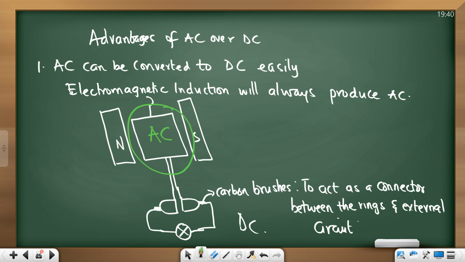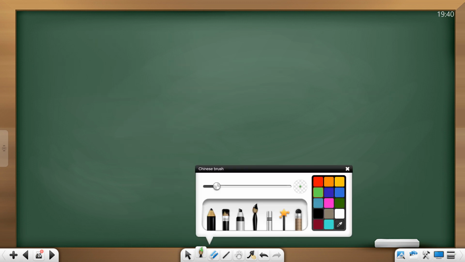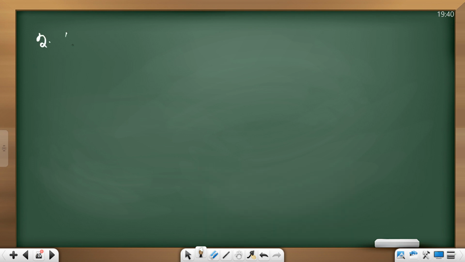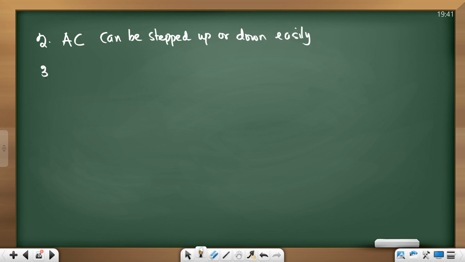It brings a better picture when we say it can be converted to DC. As long as there's electromagnetic induction, we will produce what? AC. Number 2. AC can be stepped up or stepped down easily by using a transformer. Number 3, AC is cheaper.